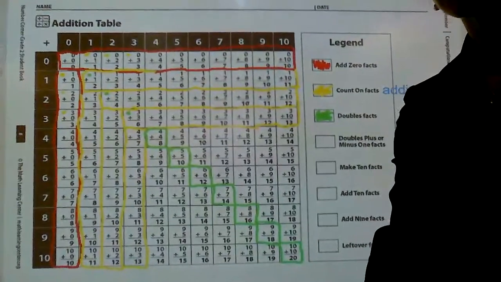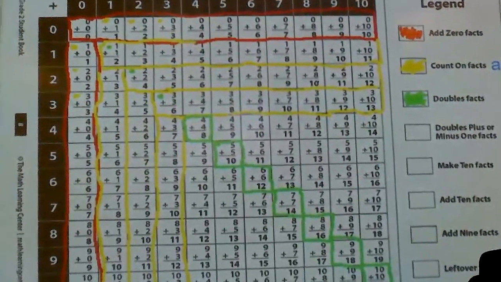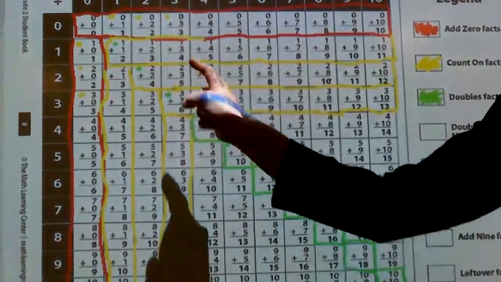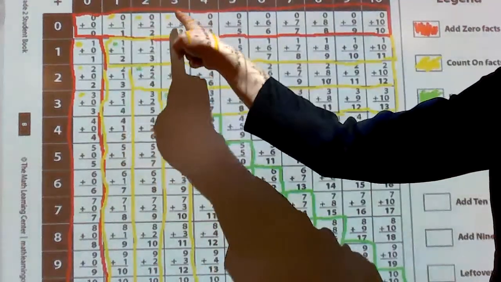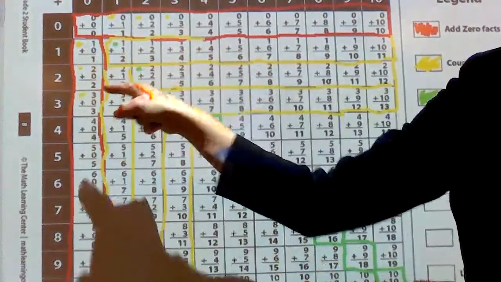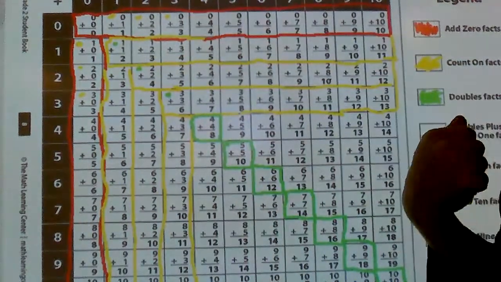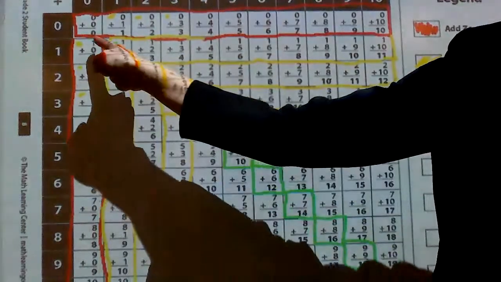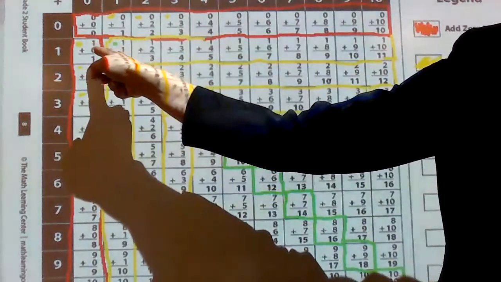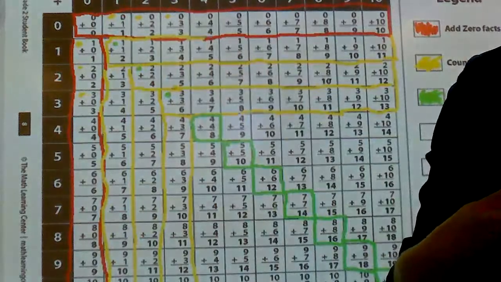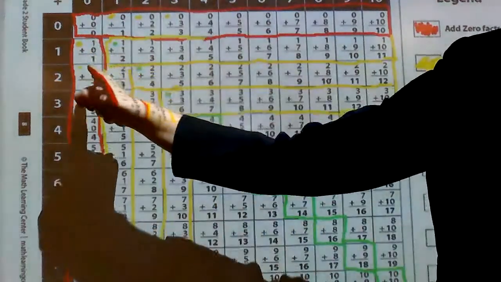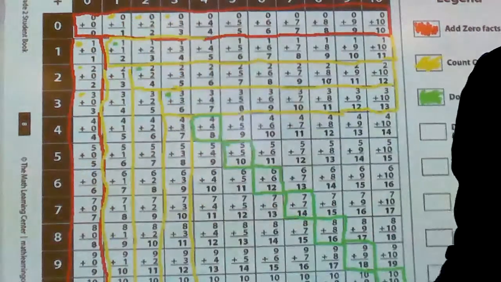Now, if you look closely at mine, I have added a yellow dot to a few of our facts because now I have another strategy. I know that add 0 is one way to figure out, but now if I went the other way, 0 plus 1, you just count on 1. That's why I put a yellow dot there and here as well.